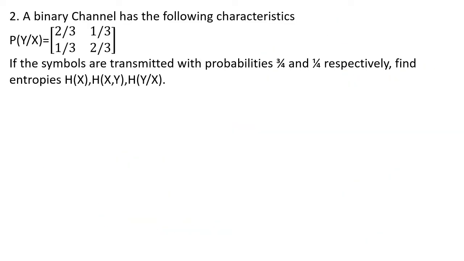Second problem: a binary channel has the following characteristics. P(Y/X) is given as 2/3, 1/3, 1/3, 2/3. If the symbols are transmitted with probabilities 3/4 and 1/4 respectively, find the entropies H(X,Y), H(Y/X). So here the given data is P(x1), that is input symbol probability, given as 3/4, which we can take as W. Then P(x2) is given as 1/4, which we can take as 1 minus W or W bar.